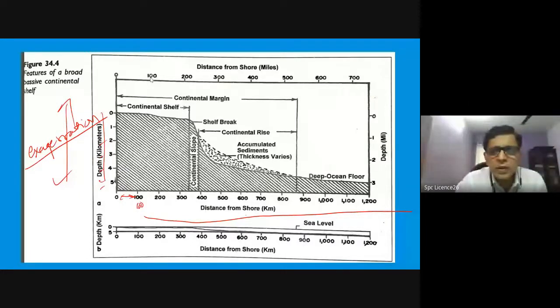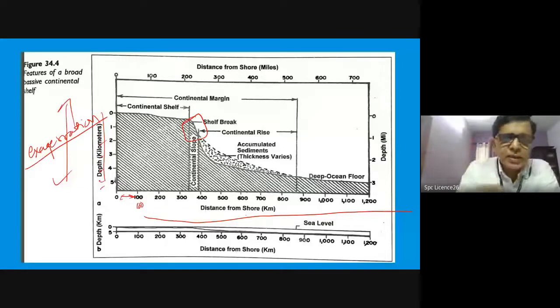This is a two-dimensional diagram. We'll have a few three-dimensional diagrams as well. Okay, so as I said, this is the continental shelf and this is the continental slope. The continental shelf moves into the continental slope, and then you move into the margins, and then you go into the deep ocean floors, which extend a minimum of 1,000 kilometers from the present sea line.